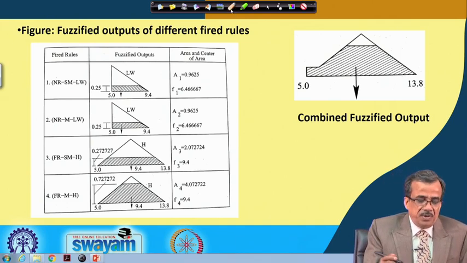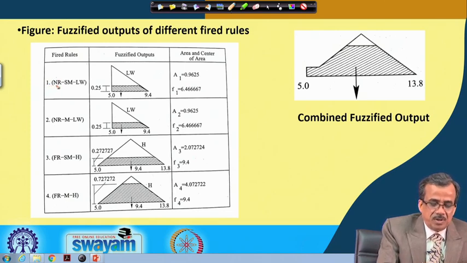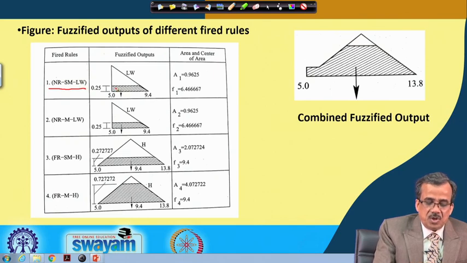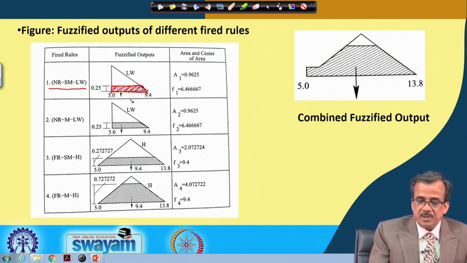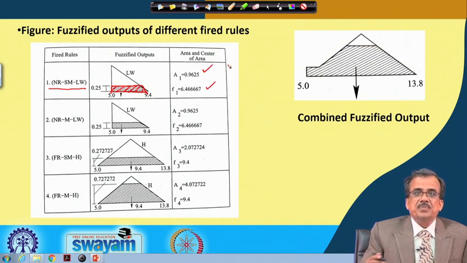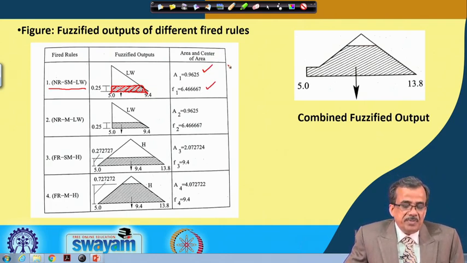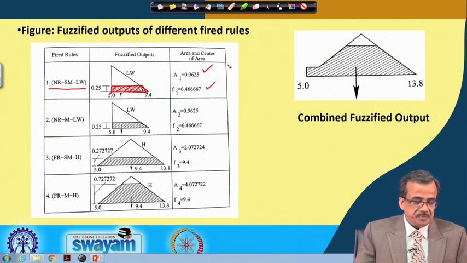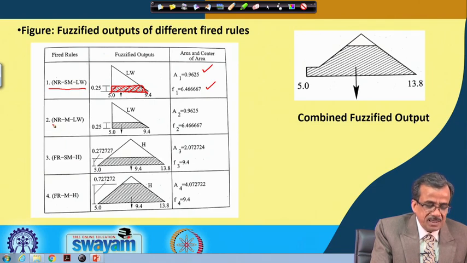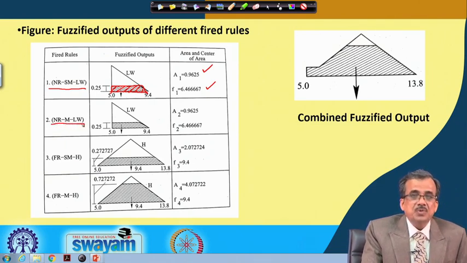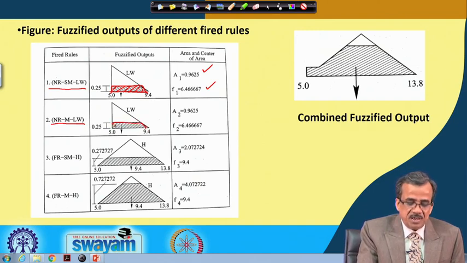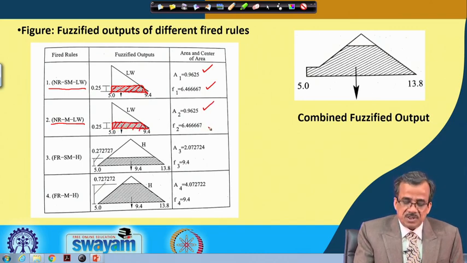For example, if we concentrate on the first fired rule, that is the NR SM rule, that is, if I1 is NR and I2 is SM, then the output is low. So, I will be getting the fuzzified output as this shaded portion, and its corresponding area and center of area we can find out; how to determine those things we have discussed in much more detail. The second fired rule: if I1 is near and I2 is M, then the output is low, and this particular area is your fuzzified output. I can find out the area, and we can find out the center of area.